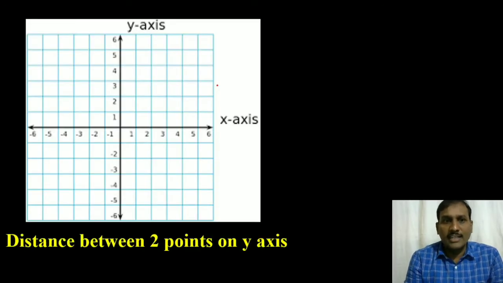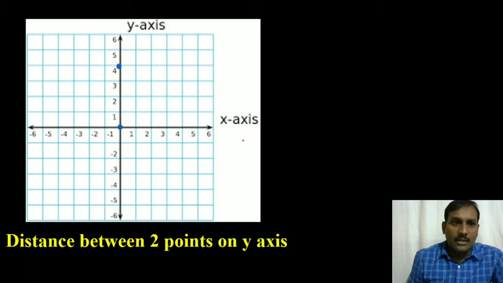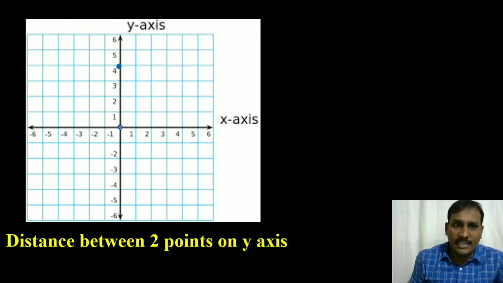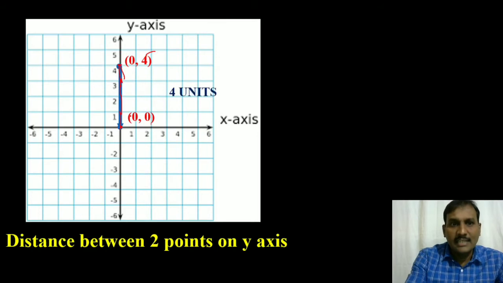Now let us take 2 points on y-axis. So these are 2 points on y-axis. This is 0, 0 and this is 0, 4. Now if you observe from here to here, what is the distance? So this is 1, 2, 3, 4 units. Otherwise you can subtract 0 from 4. So this is the distance, 4 units.